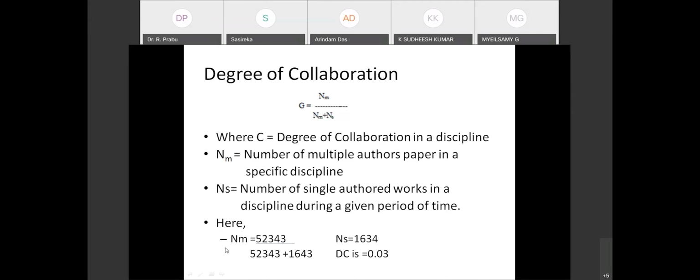So here Nm, the multiple authored papers we have, is 52,343. So this is the calculation by which we were able to derive the degree of collaboration as 0.03. So this is a formula and the protocol for analyzing the degree of collaboration.